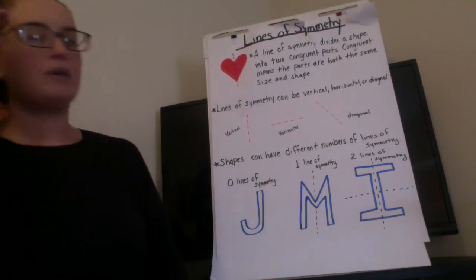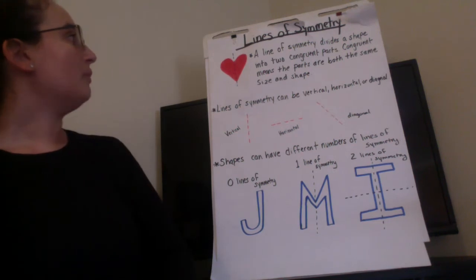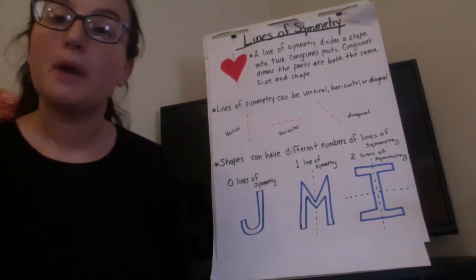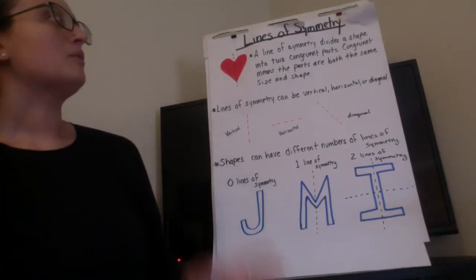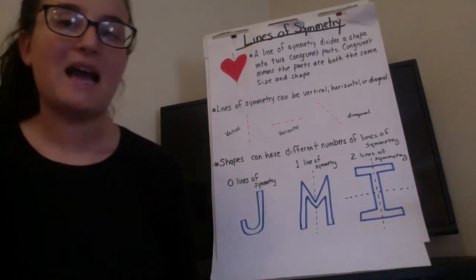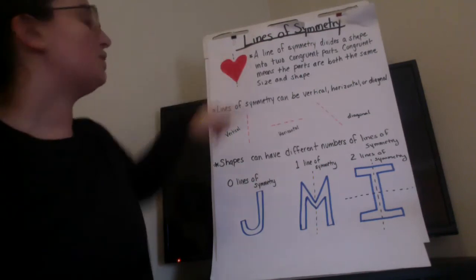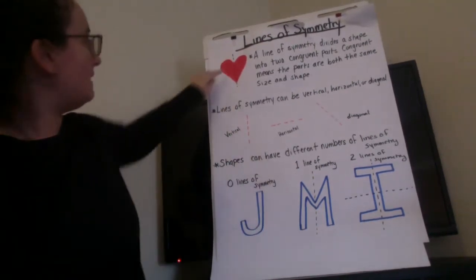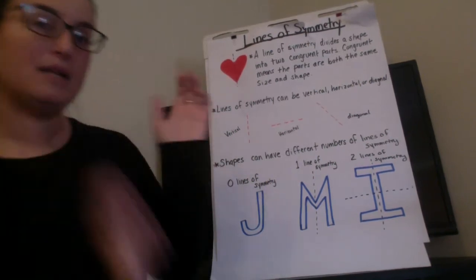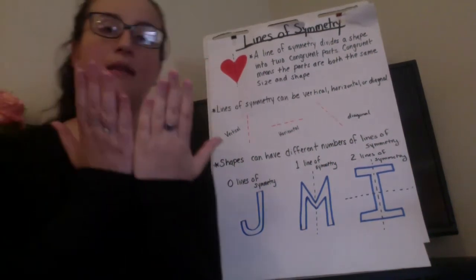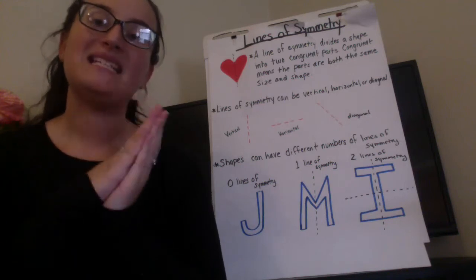So if you look at the anchor chart over here, it says a line of symmetry divides a shape into two congruent parts. And you're probably thinking, what does congruent mean? So congruent means the parts are both the same size and shape. So if you look at this picture of a heart, it's a shape. And notice that the dotted line down the middle, that's showing a line of symmetry. Because if I folded that shape over on that line of symmetry, it would be exactly the same on both sides.